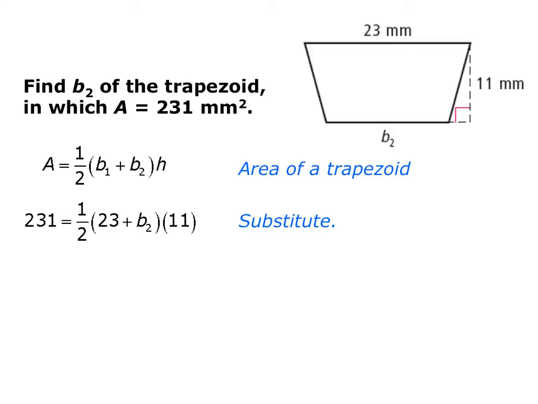That then gives me 23 plus B2. Help me out, what's 231 divided by 5.5? 42? Then subtract 23. Is this where the 19 is? So the second base, that's what B2 means, the second base is 19. And we've got millimeters, so we can label our answer.